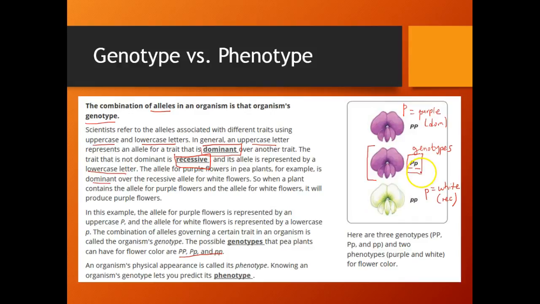Obviously, we can't look at a flower and know exactly which genotype it has in every single case, but if you do know the genotype, it will tell you what the phenotype is. Phenotype is basically the physical appearance that results from having a certain genotype. So knowing the organism's genotype will help you predict its phenotype, or physical appearance.